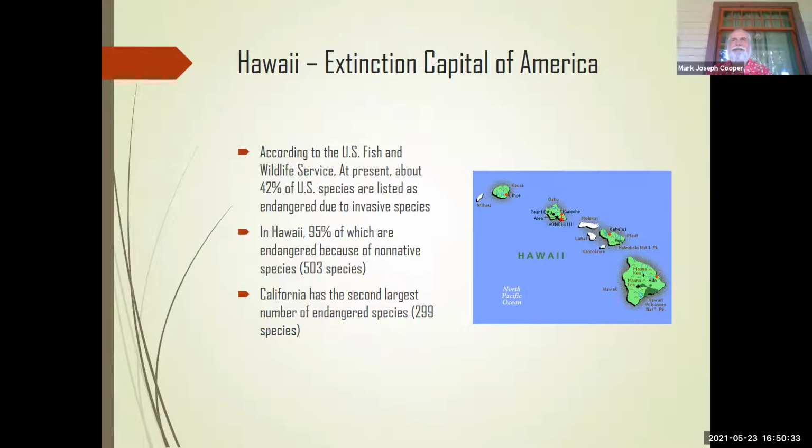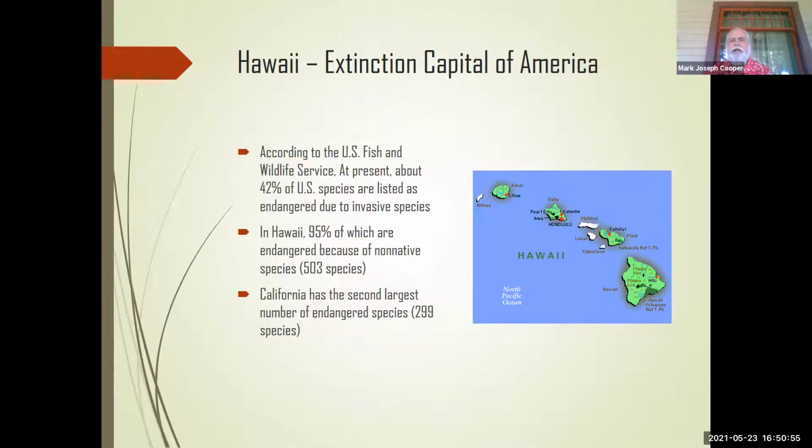Hawaii has had lots of things introduced. You think of Hawaii, people come back from Hawaii, they bring pineapples and macadamia nuts. Neither one of those originated in Hawaii. Those are actually introduced species. And so anyway, Hawaii is the number one state. California is the second. Woo-hoo.